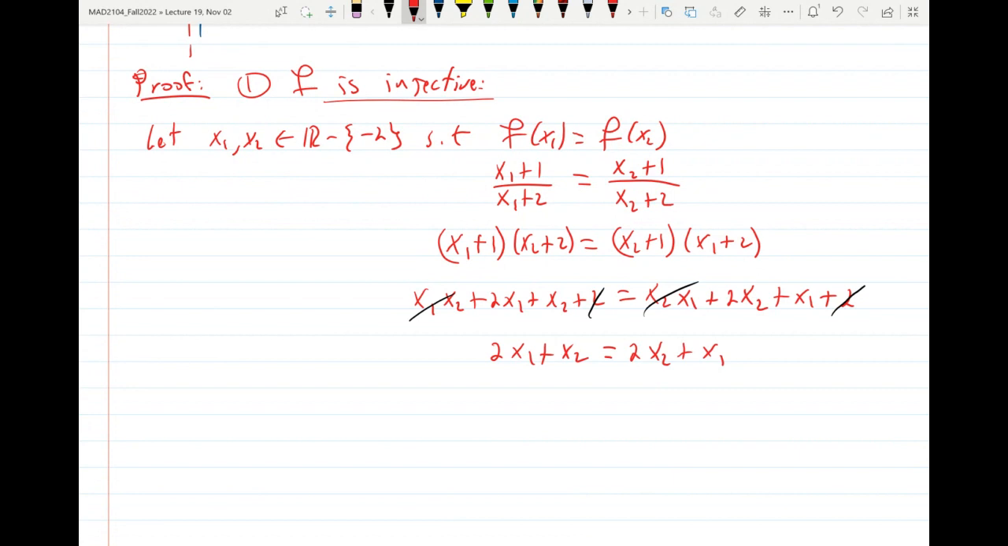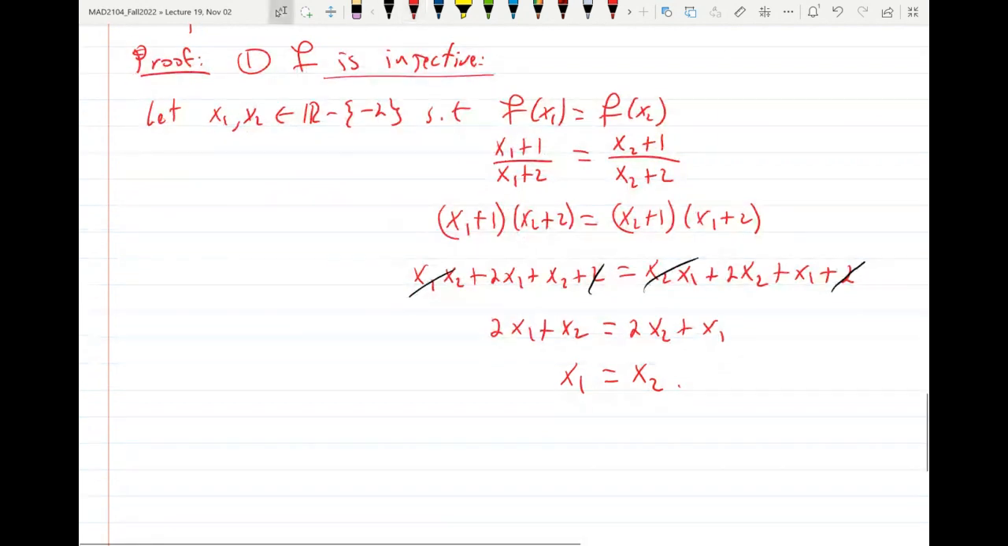So what we can do is move this x1 over here and the x2 over there, right? So subtracting x1, we get 2x1 minus x1, that's x1. Subtracting x2, we get 2x2 minus x2, that's x2. So x1 equals x2, as desired, okay? So F is injective, or 1 to 1.